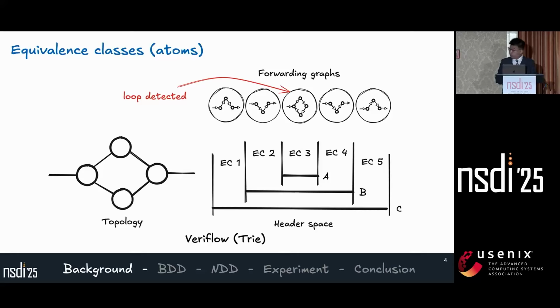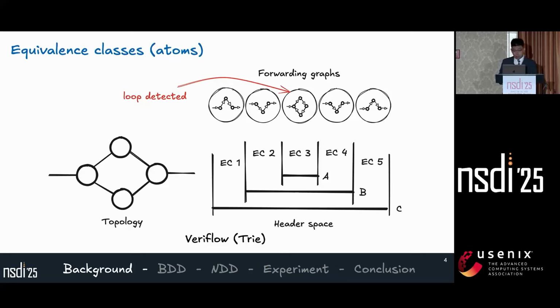A key idea in network verification is the equivalence class over a network state. For data plane verification, if two packets are forwarded to the same port on each device in the network, then those two packets belong to the same equivalence class. For example, based on the match condition of the forwarding rules here, VeriFlow will partition the header space into 5 equivalence classes using a multi-dimensional trie.